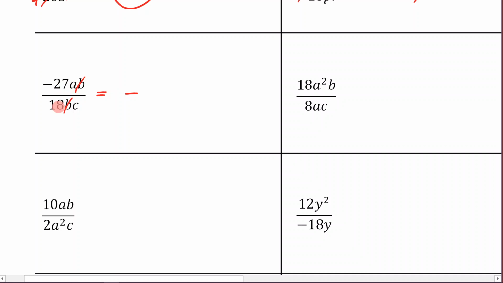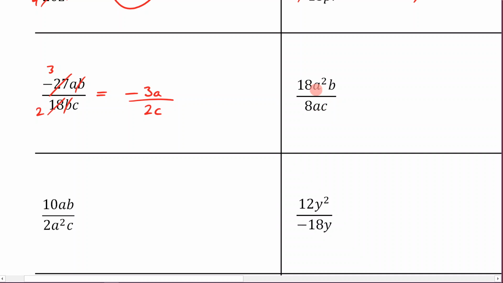If I've got 27 and 18, I know both of those are divisible by 9. 27 divided by 9 is going to be 3, and 18 divided by 9 is going to be 2. So my answer is going to be negative, because I've got a negative there, then 3a over 2c. That's going to be my answer. Let's come over here now.